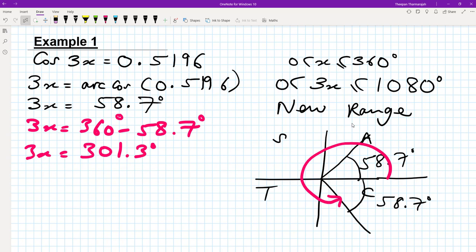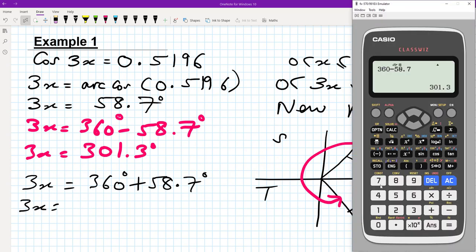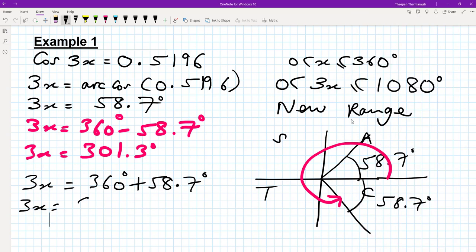So the beauty of the CAST diagram is we can go around it as many times as we like. When we go around it once, it's 360. So the next solution is 360 plus 58.7 degrees. We can work that out on our calculator. That's 360 plus 58.7, so it's 418.7 degrees.